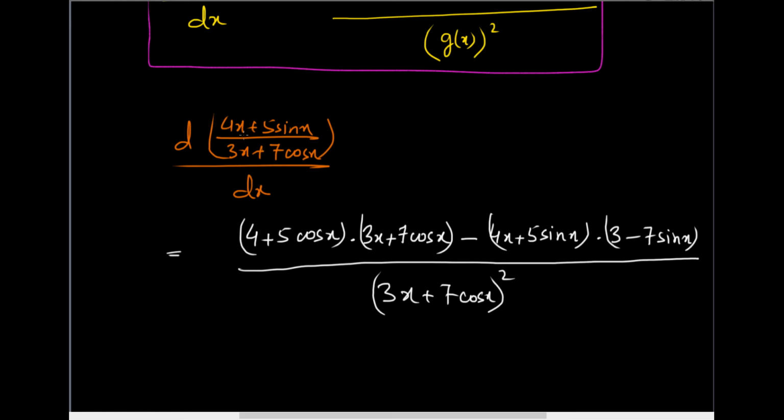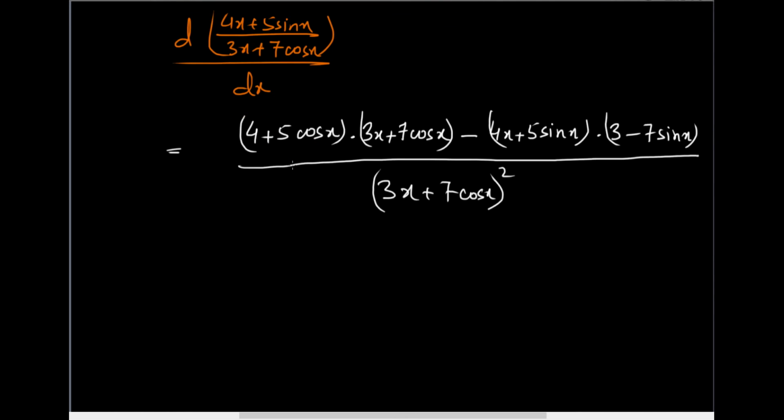The function is f(x) over g(x), which is 4x plus 5 sin x over 3x plus 7 cos x. So maybe we can just multiply: 4 times 3x, and then 4 times 7 cos x. So 4 times 3 is 12x, and 4 times 7 is 28 cos x. And then 5 cos x times 3 is 15 cos x. And then 5x times 7 cos x, so 5 times 7 is 35, and cos x times cos x will be cos square x.